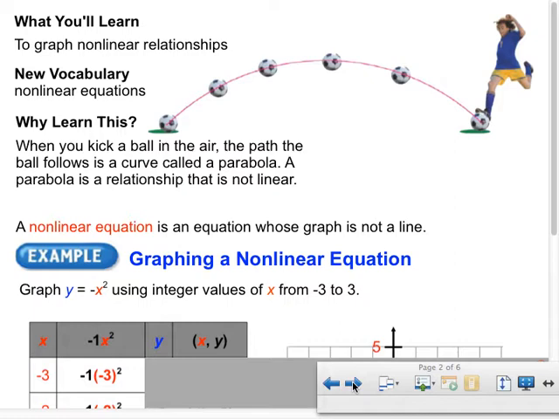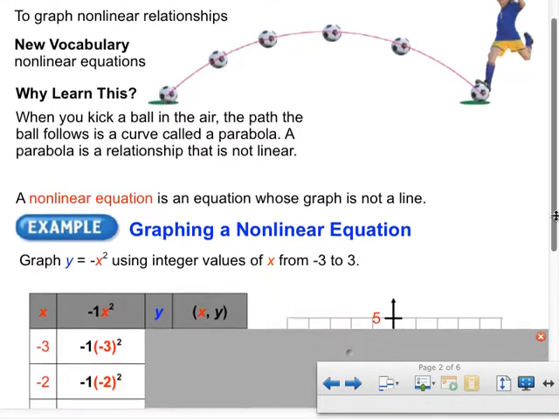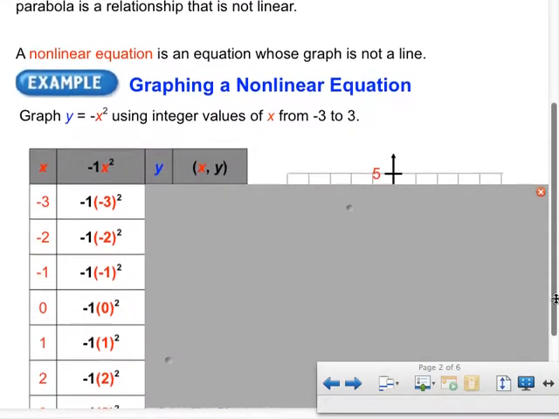What you'll learn: to graph nonlinear relationships. New vocabulary: nonlinear equations. Why learn this? When you kick a ball in the air, the path the ball follows is a curved path called a parabola. A parabola is a relationship that is not linear. A nonlinear equation is an equation whose graph is not a line.